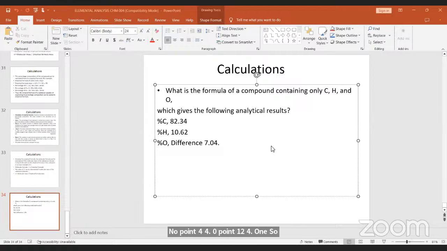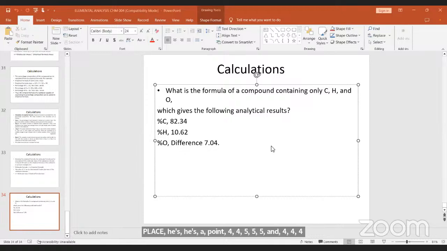So that means for carbon, we have 6.862 divided by 0.44. That gives me 15.59. Then for hydrogen, I have 10.62 divided by 0.44. That will give me 24.14. And for oxygen, 0.44 divided by 0.44 will give me 1.